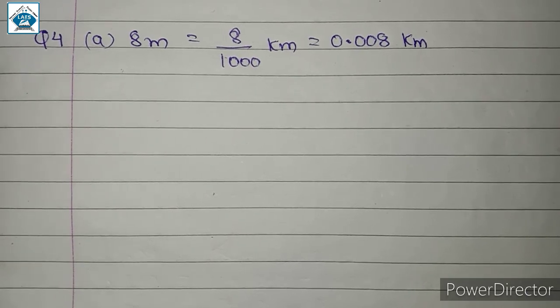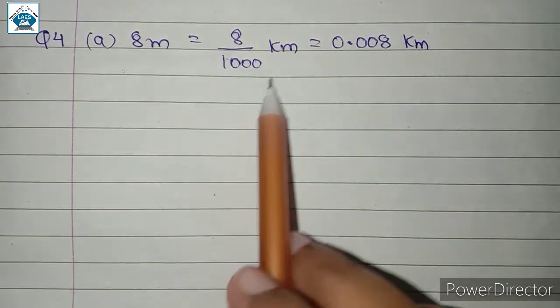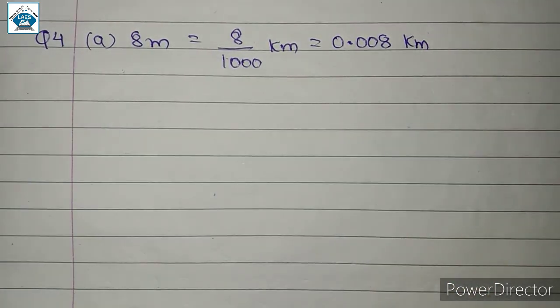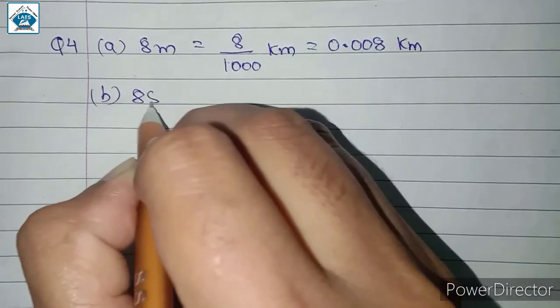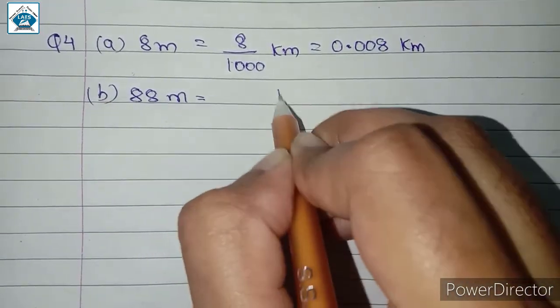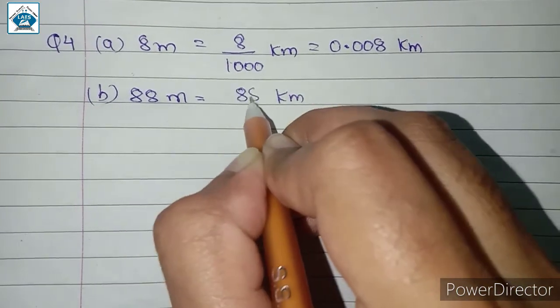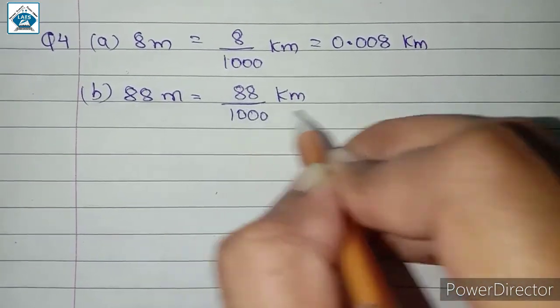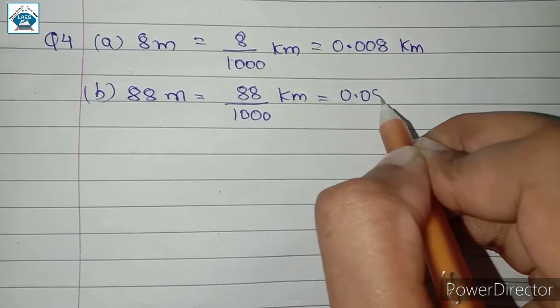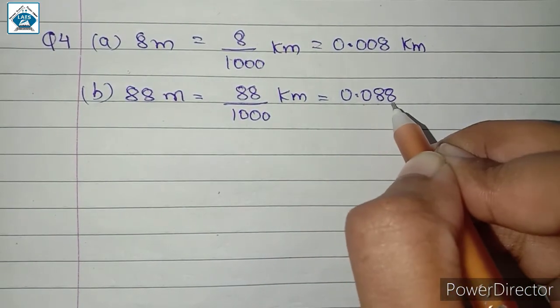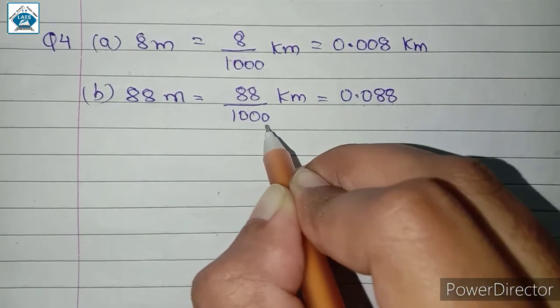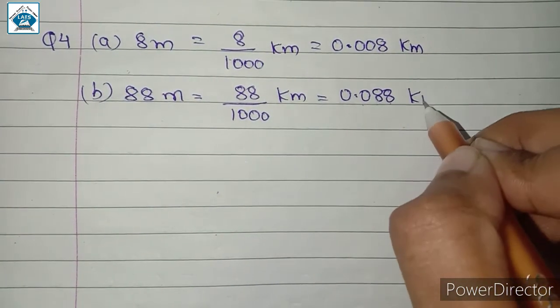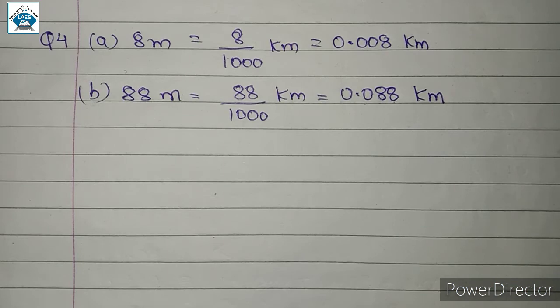We know that 1000 meters make 1 kilometer. That is why 1 meter will be equal to 1/1000 kilometers. So that is why we will be dividing by 1000. Next we have 88 meter. Again same thing. For converting 88 into kilometers, we will be dividing it by 1000. So this will be 0.088. 3 digits after the decimal place, because we have 3 zeros in the denominator, and we have expressed it in the form of kilometers.